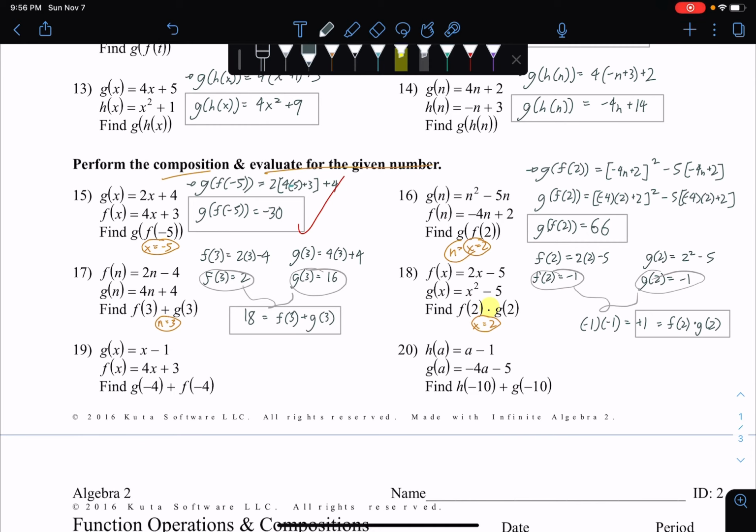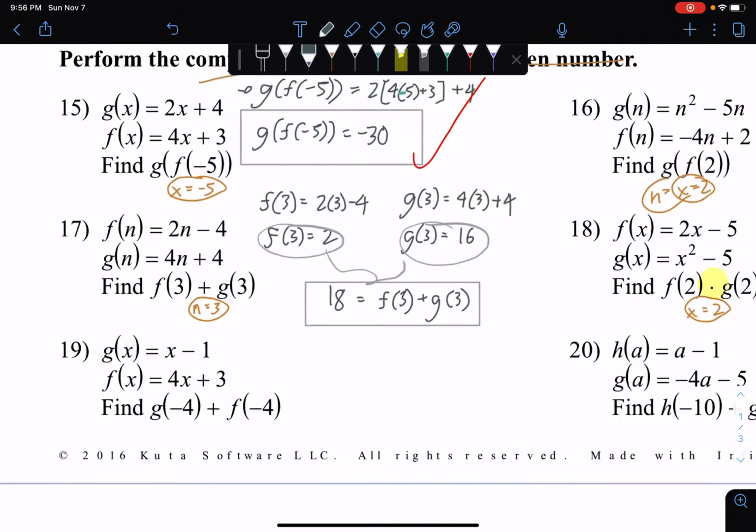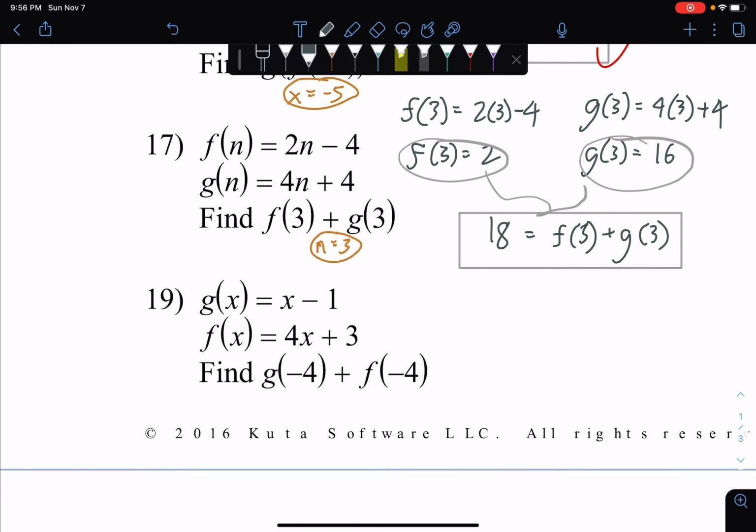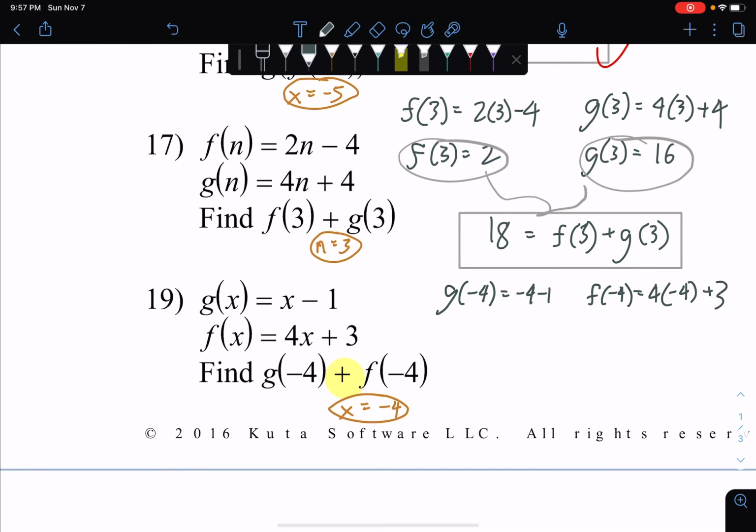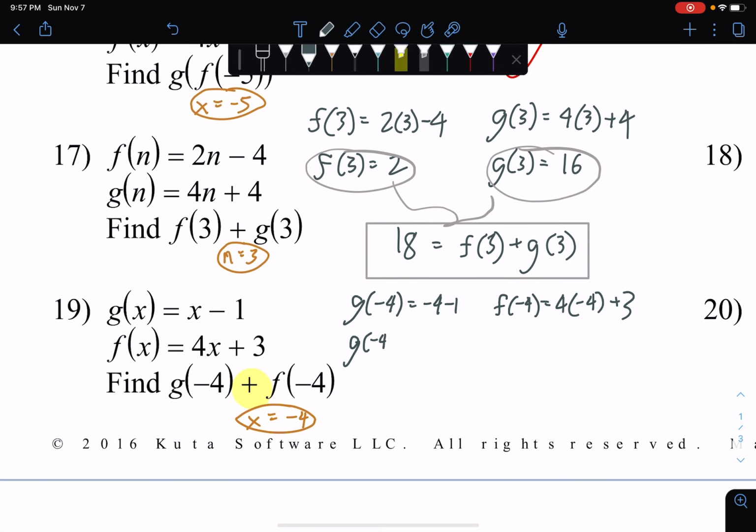Alright, let's move to number 19. So g of negative 4 plus f of negative 4, we have an operation. Let's solve for g of x and f of x provided that x is equivalent to negative 4. So g of negative 4 is equal to negative 4 minus 1. F of negative 4 is equivalent to 4 times negative 4 plus 3. With that, g of negative 4 simplifies to negative 5. For f of negative 4, negative 16 plus 3, negative 13. That is our answer there.